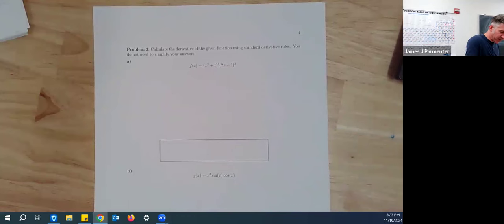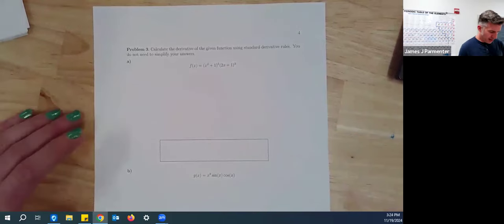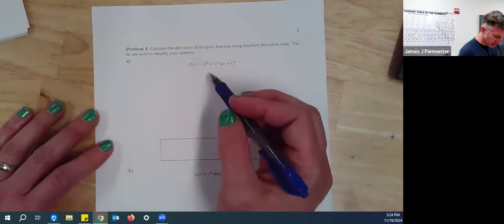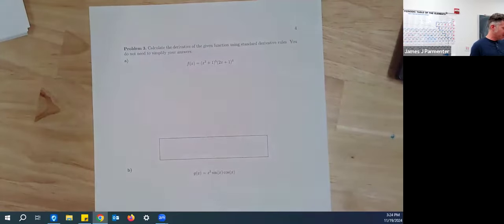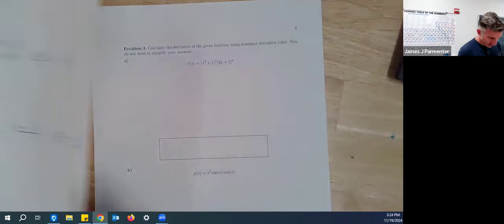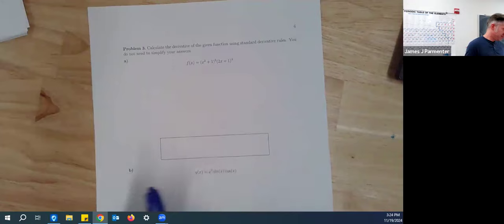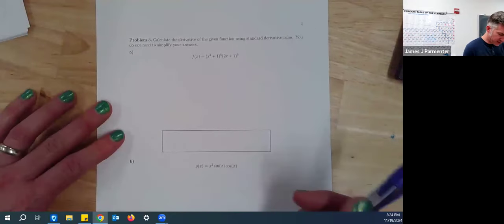Calculate the derivative of the given function using standard derivative rules. You do not need to simplify your answers. Okay, so I see a couple things here. I see a very similar function as before. Not very original there. Plagiarizing your own work.